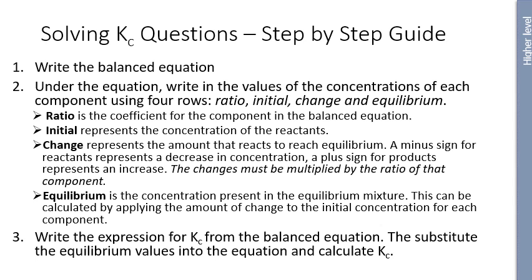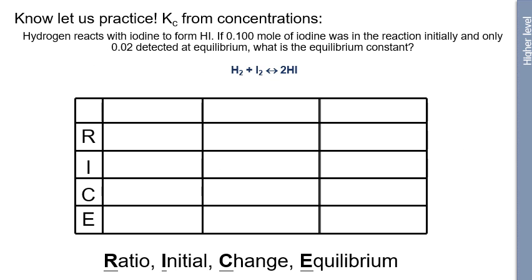So what does this look like in real terms? Well, let's have a practice. Hydrogen reacts with iodine to form HI. So if 0.1 moles of iodine was reacted in the reaction initially, and only 0.02 detected at equilibrium, what is the equilibrium constant? It's all about ratio, initial, change, and equilibrium. The first thing you do is you write down the equation, which I've nicely provided for you, and then you create a table with the RICE.